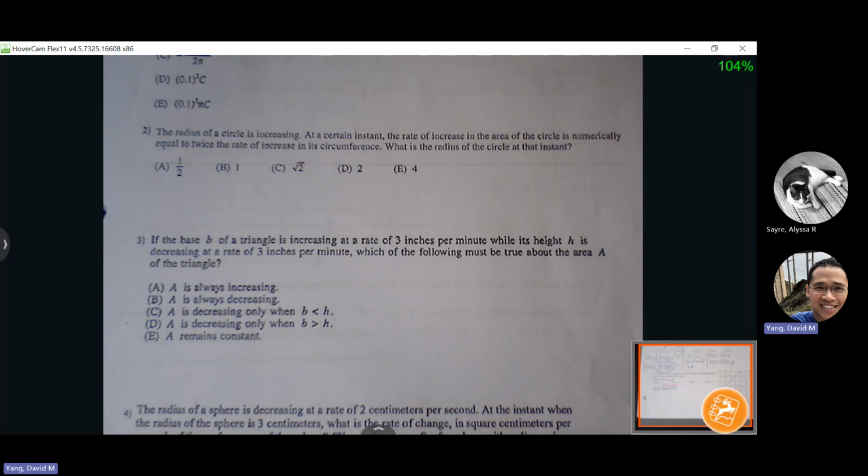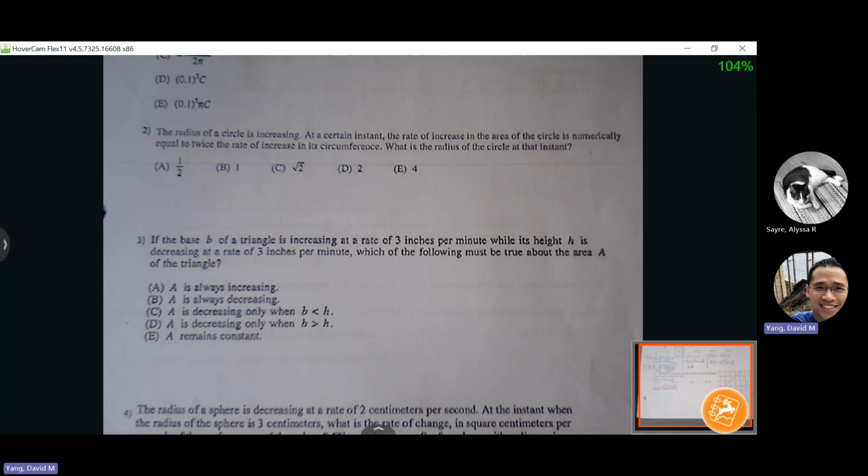A is decreasing, so dA/dt is negative when B is less than H. Well, if B is less than H, that means this is a larger value. This will be positive. dA/dt is going to be positive, not negative. So A is decreasing only when B is greater than H. That's true. When B is greater than H, you have a larger negative number than a positive, so dA/dt will always be negative in B.